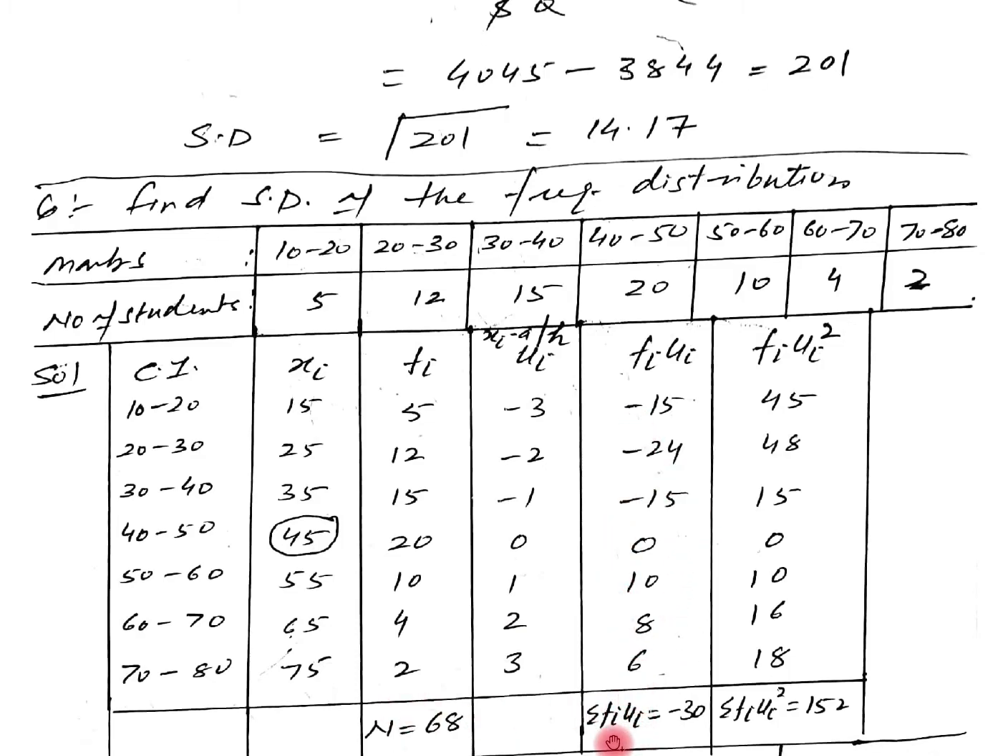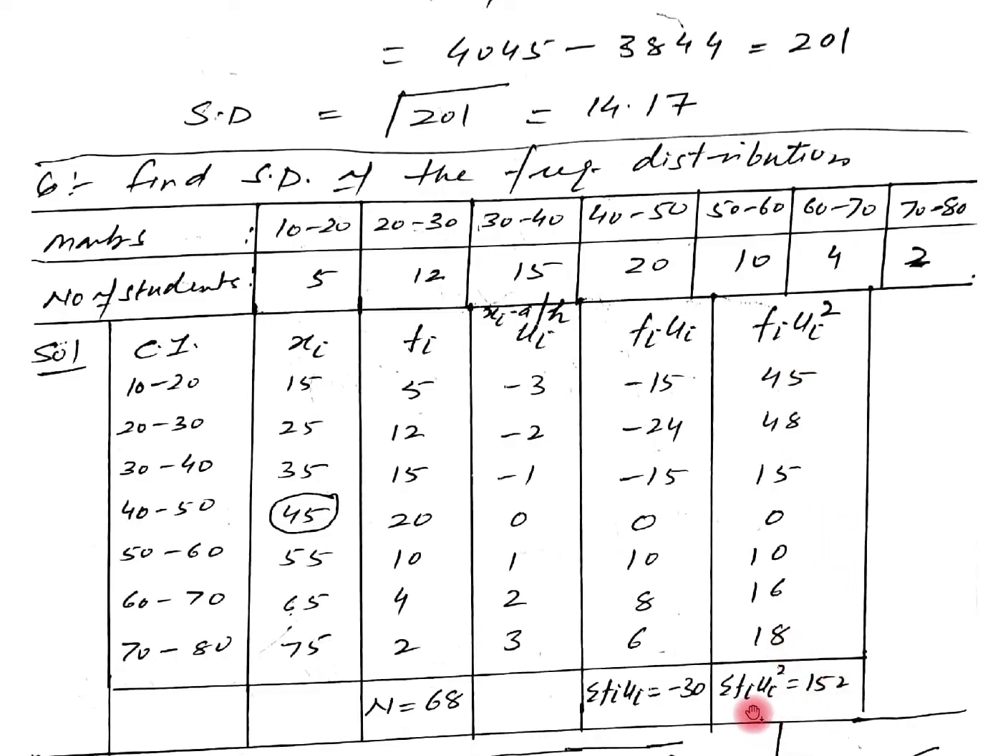Then summing, we are getting sigma fi ui. Then the next column is fi ui square. It means we have to multiply this column again by ui. Multiplying these, we are getting 45, 48, 15, 0, 10, 16 and 18. Summing up, we are getting sigma fi ui square equal to 152. By this method, we can cut short our observations, so it makes our calculation much easier.